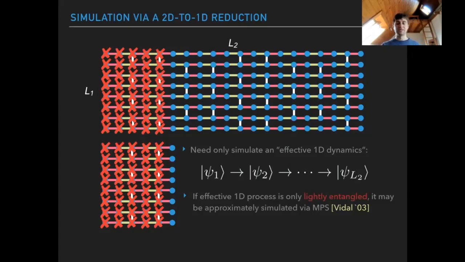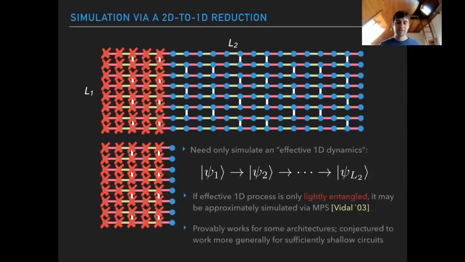Okay, so now why might we hope that the entanglement is low in this effective 1D dynamics? I'll talk more about that on the next slide, but here I'll just note that for some special cases of architecture, we can formally show that indeed the entanglement in the effective 1D process is very low, and efficient approximation via matrix product states is possible, making only small error.